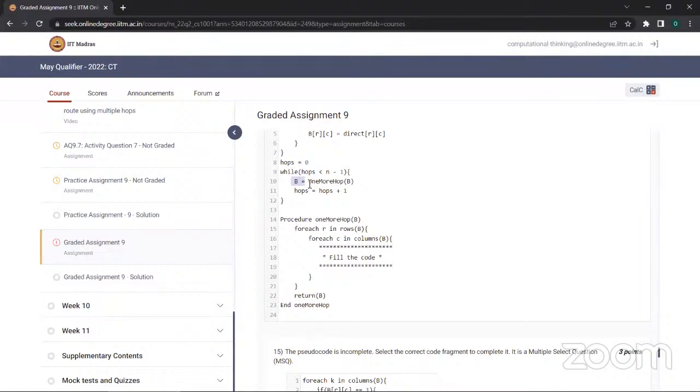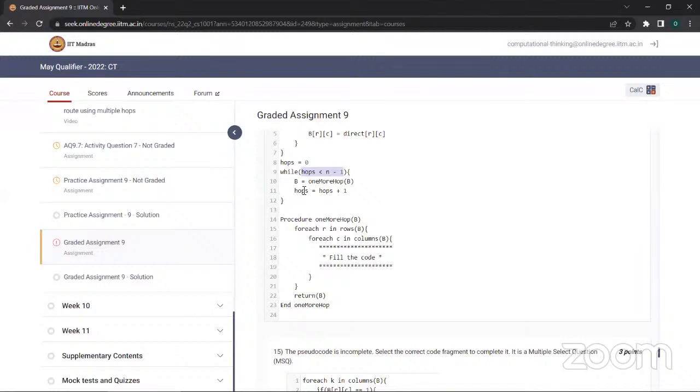But sir, how to check this line number 9, whether it's true or false? Yeah, because your hops will have some integer value. You are checking whether it's less than n-1 or not. If it is less than n-1, you will execute these 2 lines, because hops is also getting incremented, right? At some point, your hops value will not satisfy this particular condition, because it will go from 0 to 1 to 3, 4, 5.